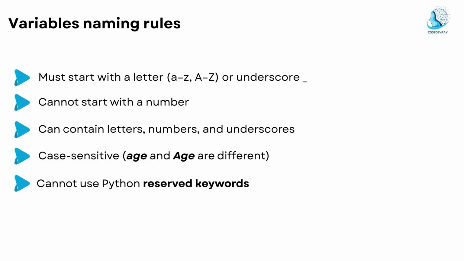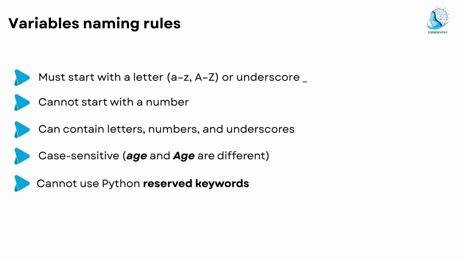Now let's look at some variable naming rules. For the first part, a variable must start with a letter or an underscore. A variable cannot start with a number. Also, variables should only contain letters, numbers, and underscores, and nothing else. Variables are case sensitive, which means that if you create a variable called age in lowercase, and then you create another variable where the A is uppercase, they are entirely different.